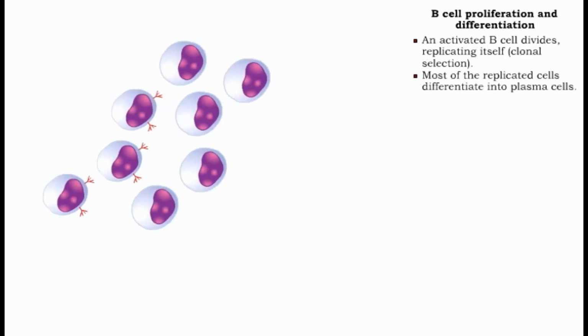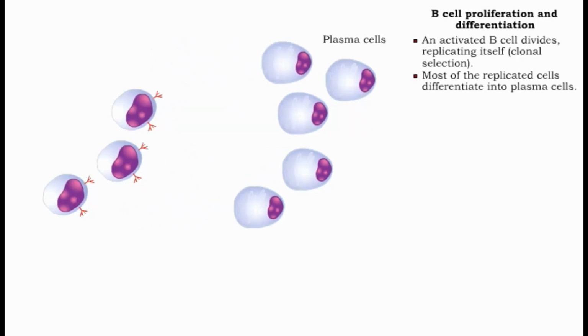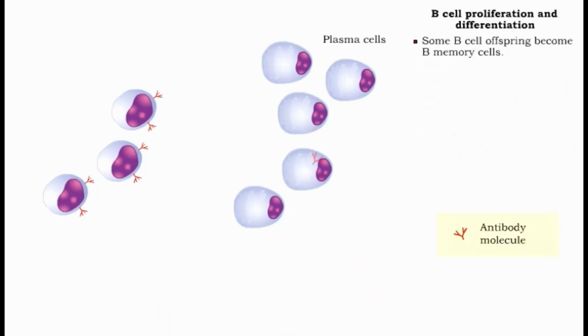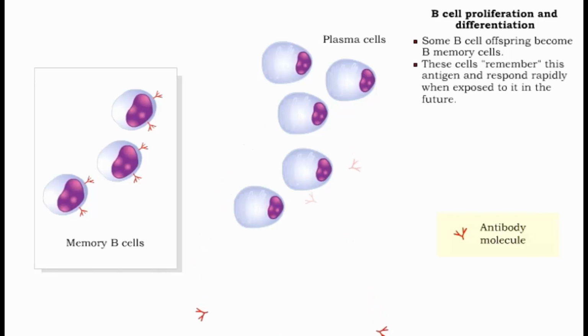Most of these cells differentiate into plasma cells. These plasma cells are effector B cells, which release antibodies. The antibodies are able to bind to the same antigens as the receptor on the original B cell. Some of the B cell offspring do not become plasma cells. Instead, they become memory B cells. These cells can remember this particular antigen and will quickly respond to it in the future.